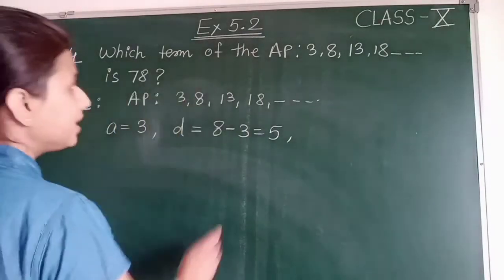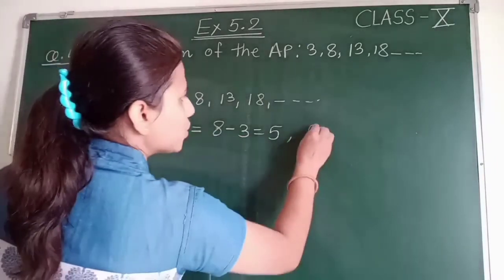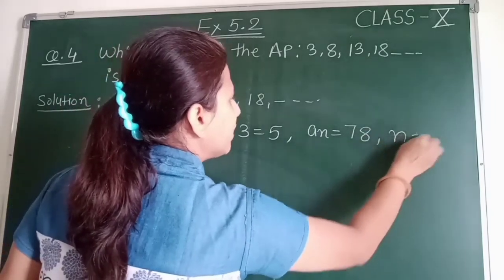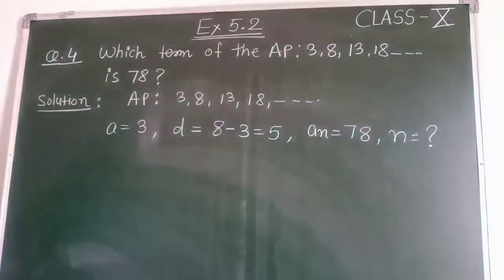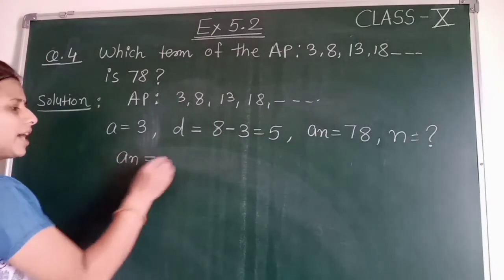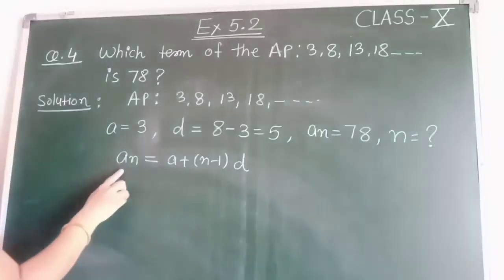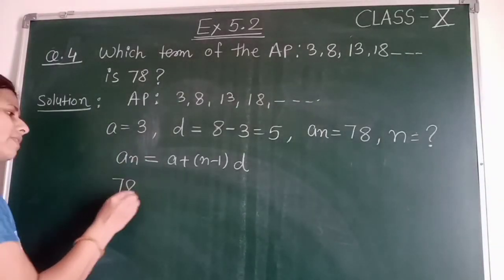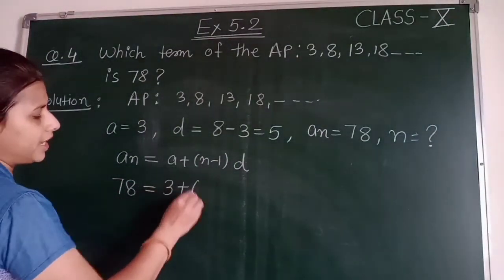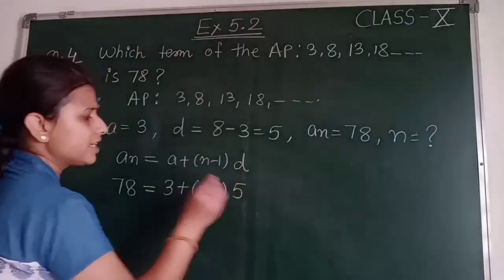And which term of the AP is 78? It means let's suppose the nth term is 78. So an equals 78. And what do we have to find? We have to find the value of n here. Again we will apply the same formula. An equals A plus n minus 1 into D. In place of an, what will we substitute? We will substitute 78. Value of A is 3 and we have to find n, so we write it as it is, and the value of D is 5.